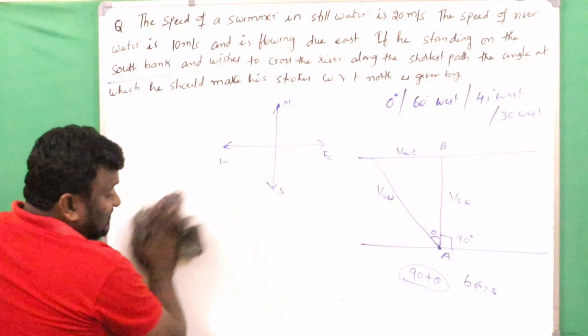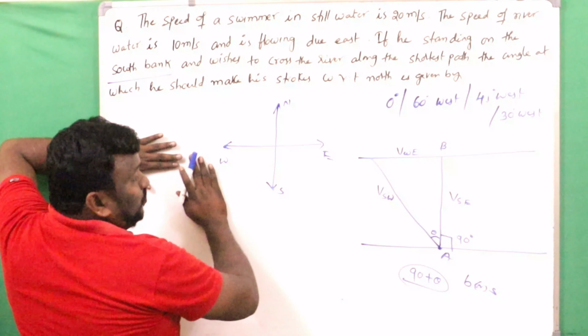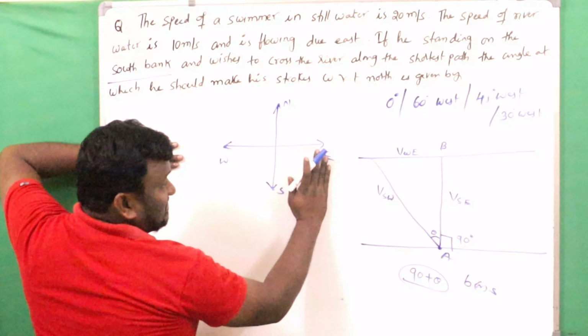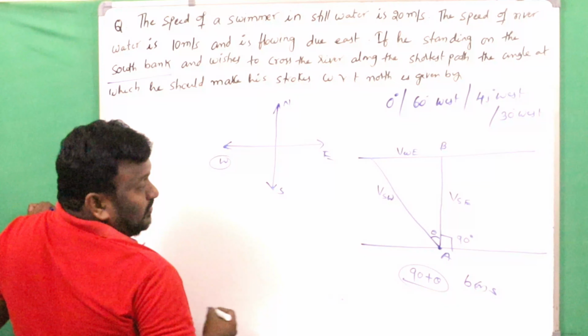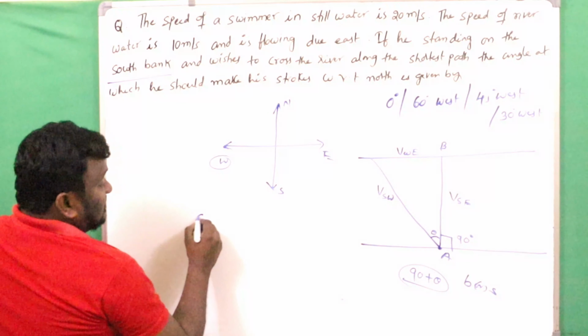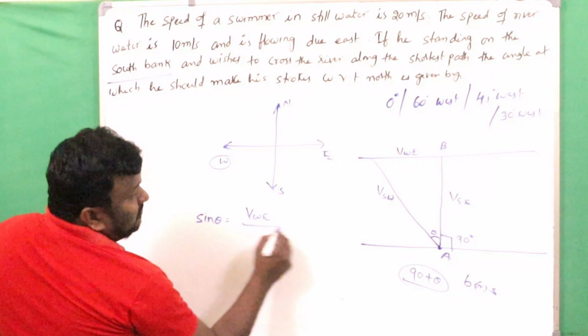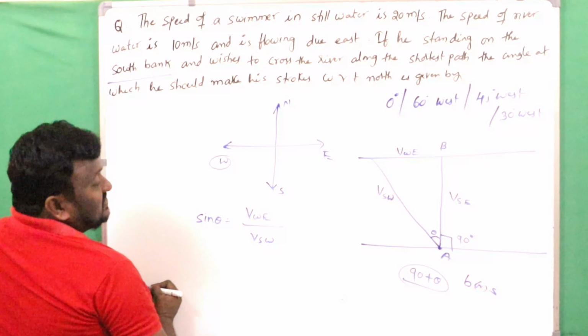Obviously here the water is moving from west to east. The flow is from west to east. That's why the swimmer must move in the direction of west by making some angle theta. So from that, sin theta is equal to the opposite side VWE by VSW.